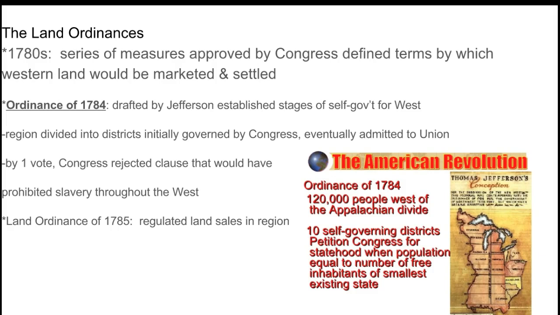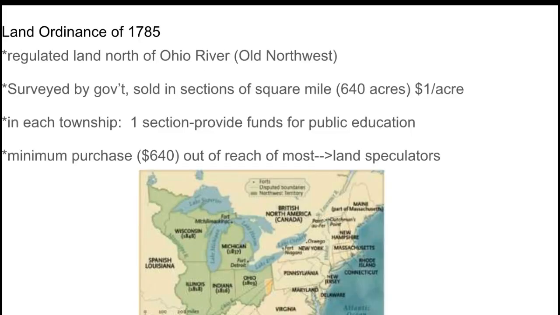You had the Land Ordinance of 1785. This regulated land sales in the region as well, and all of that Northwest Territory. This was the old Northwest. It was surveyed by the government, and it was sold in sections of a square mile, which were 640 acres, for $1 an acre. So you say, 640 acres for $640, that's a great deal. It is in today's money. Back then, $640 was a lot of money. So it was not quite the deal.